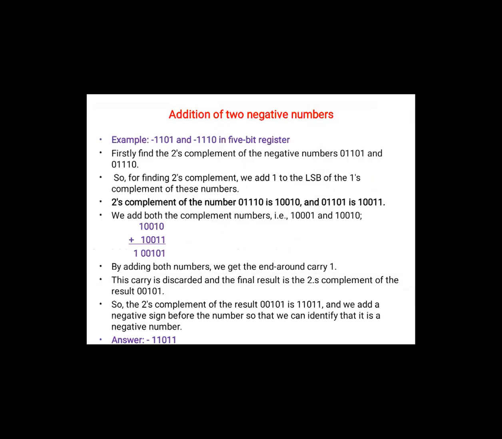So this carry is discarded, and whatever is the remaining answer, 0 0 1 0 1, we find out the 2's complement of that answer. So carry को हटाना है और remaining जो bits है उसका 2's complement. So 2's complement of 0 0 1 0 1, you do it. It should be 1 1 0 1 1. And since we are adding two negative numbers, the answer will be a negative number.